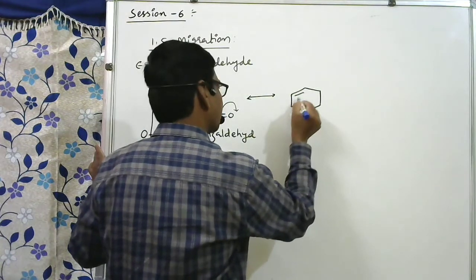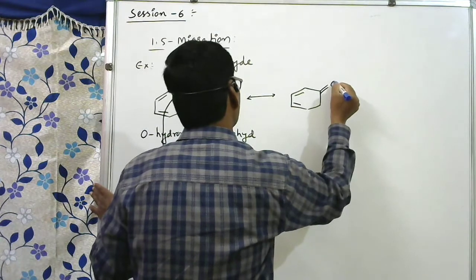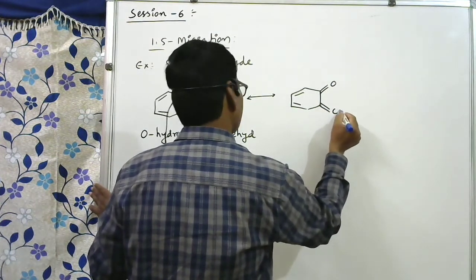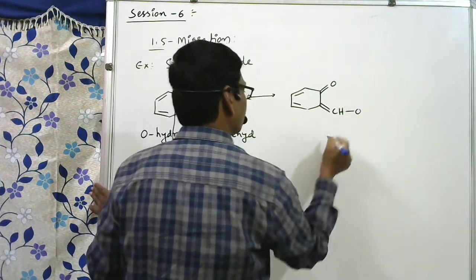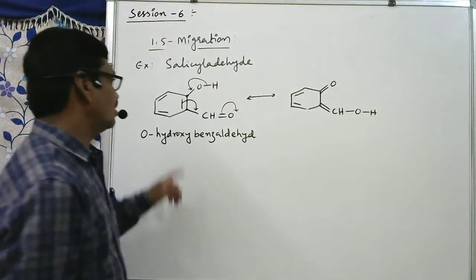So here we can write in this way. Here these are already present bonds. Here this is a newly formed double bond. Here O. Then here this is a newly formed double bond. Here CH. Then O. That O minus now accepts hydrogen. This is 1,5 migration.